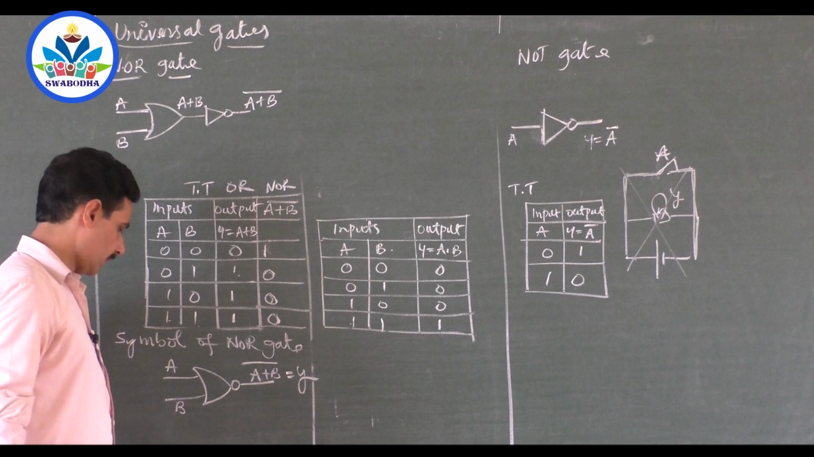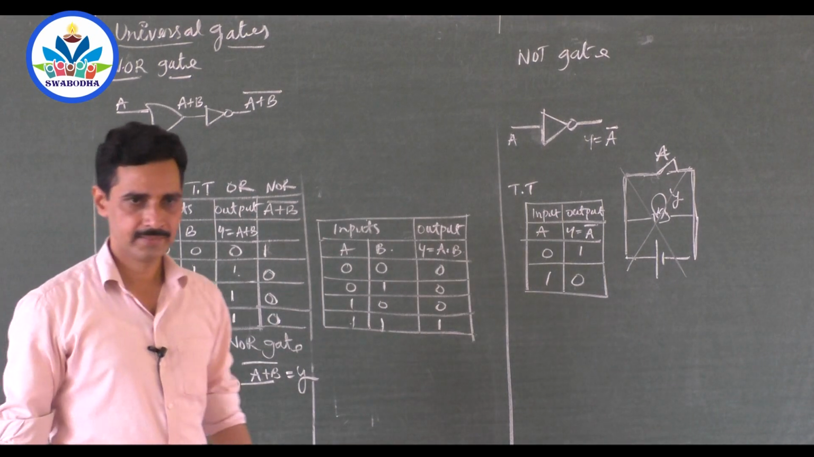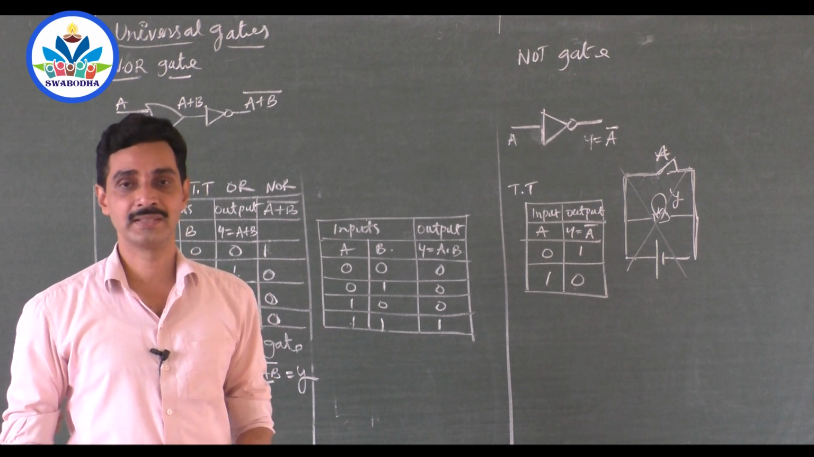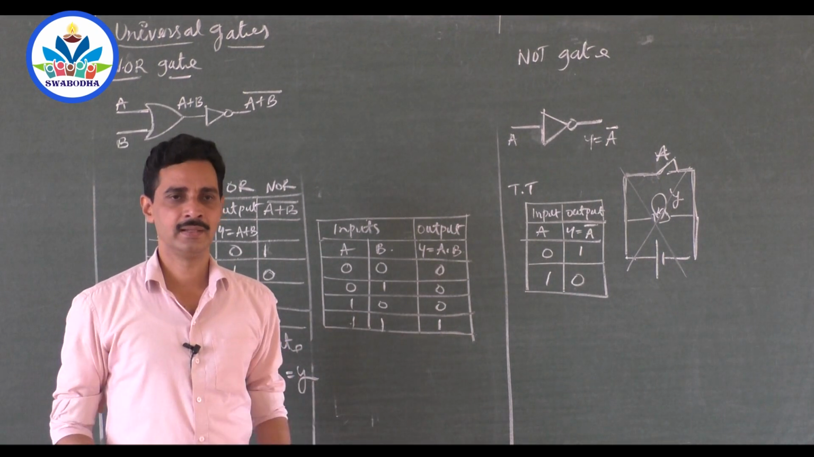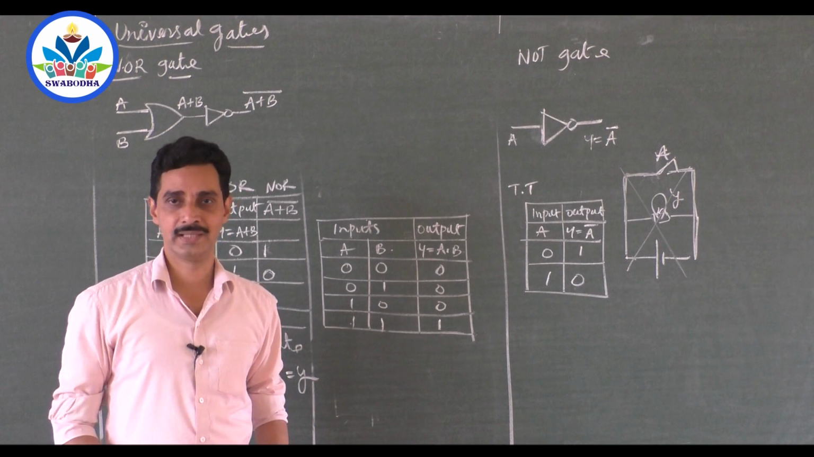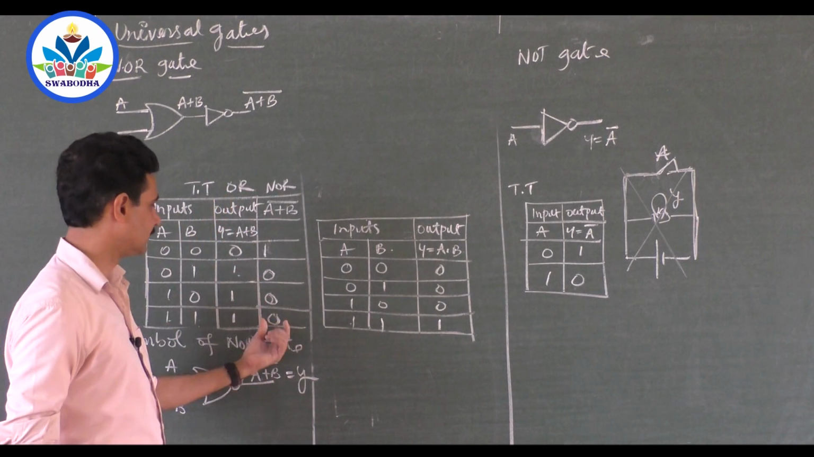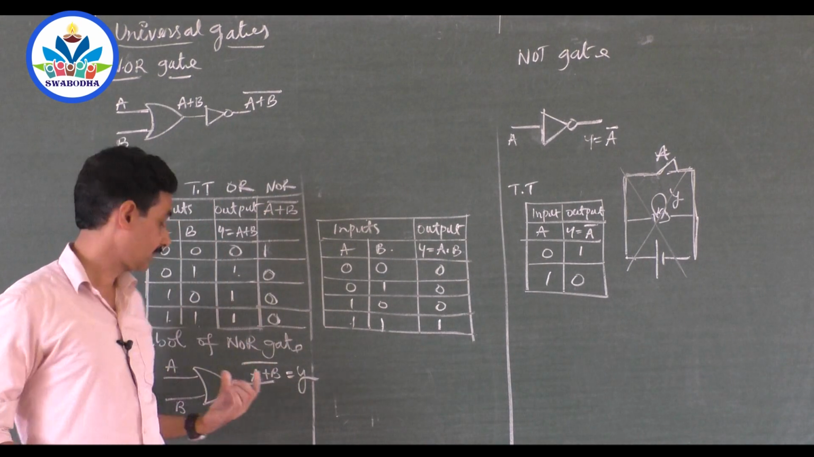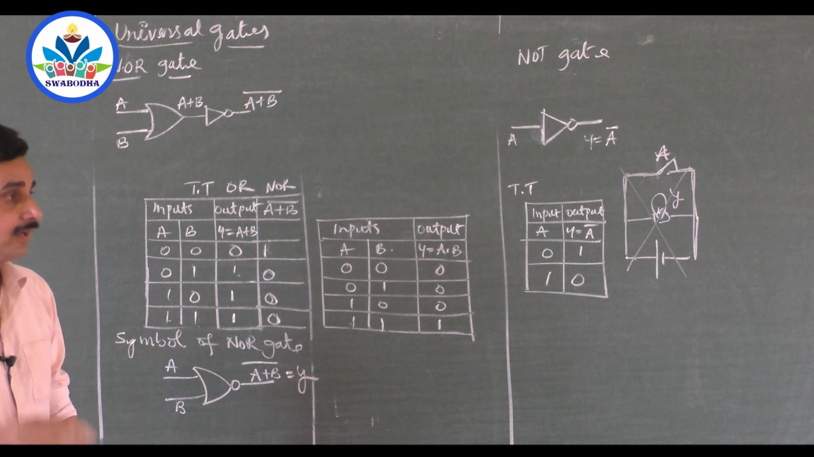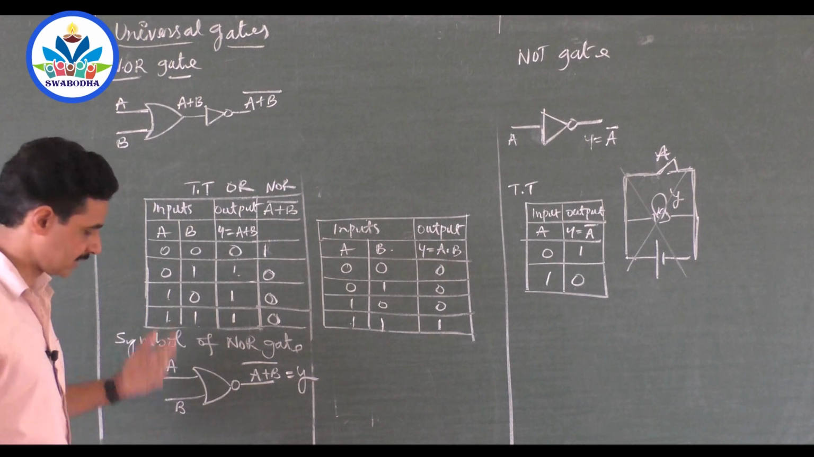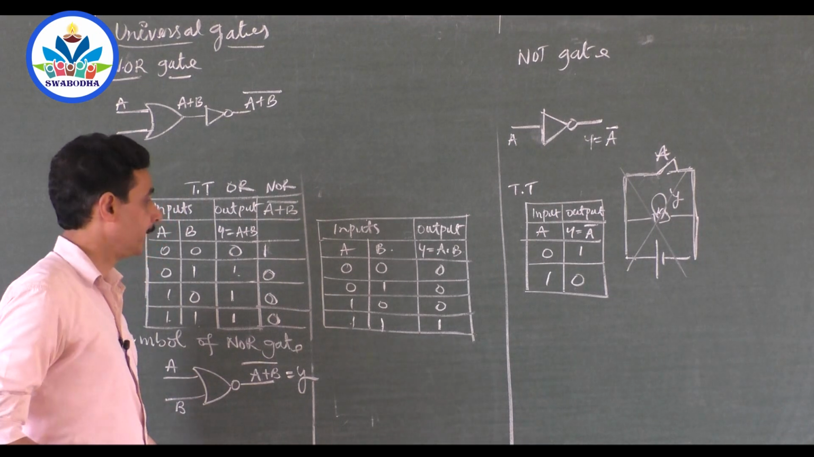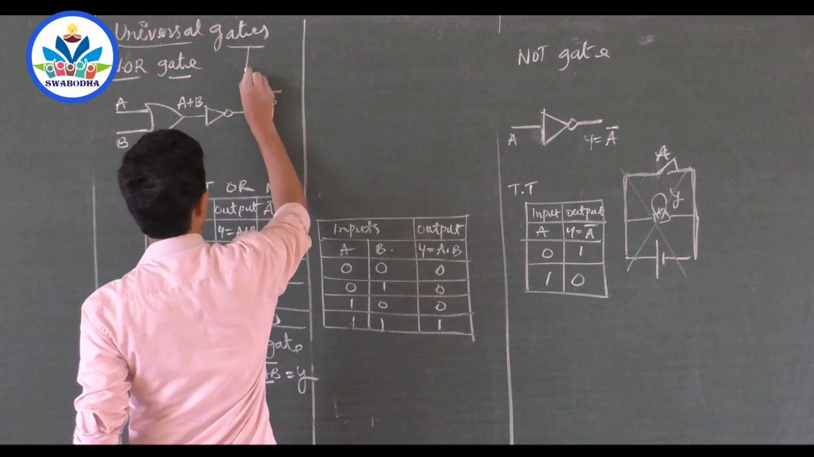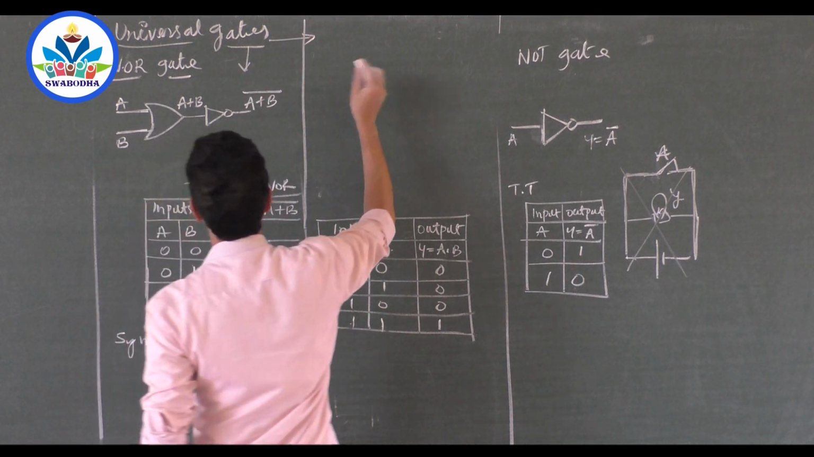The NOR gate is a logical circuit obtained by connecting the output of an OR gate to a NOT gate. Then you will get the logic gate like this. This is a universal gate because using this NOR gate, you can construct the NOT gate, OR gate, AND gate, everything. How to construct? We will see it later. Now go to another universal gate, the NAND gate.